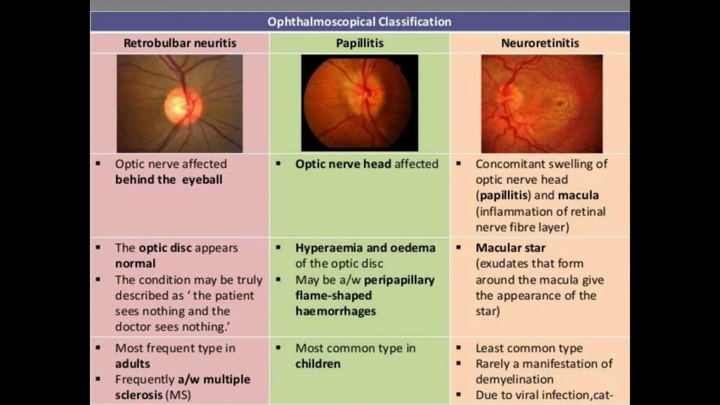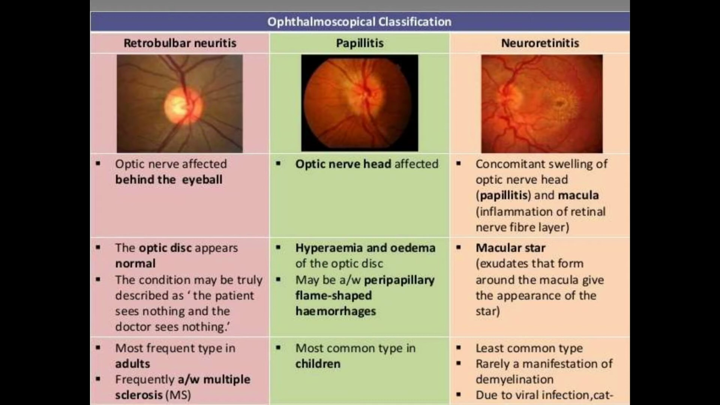Okay, the third type is neuroretinitis. Neuro means nerve, so the optic nerve, and retina means retina. So in this there is inflammation of the optic nerve as well as the adjacent retina. So concomitant swelling of the optic nerve head and macula is called neuroretinitis.